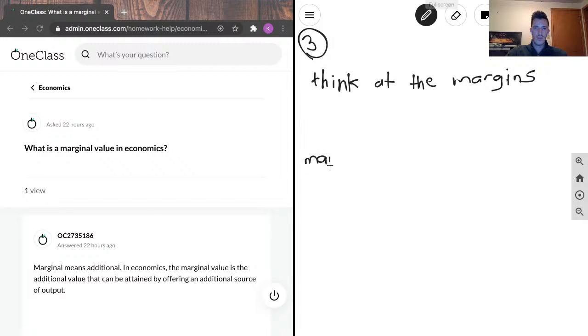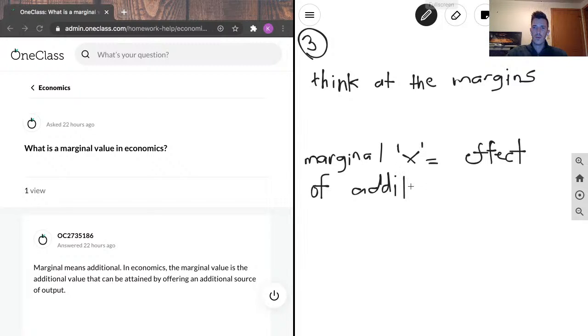So marginal, I'm just going to say marginal X, X being revenue, cost, benefit, etc. Marginal X is going to be the effect of adding one additional unit of Y. So just to give some kind of graphical representation quick.